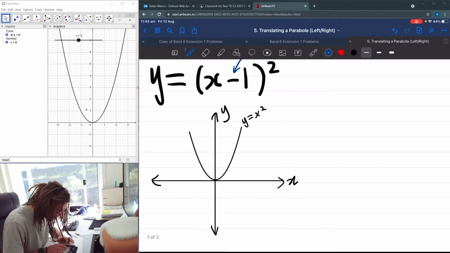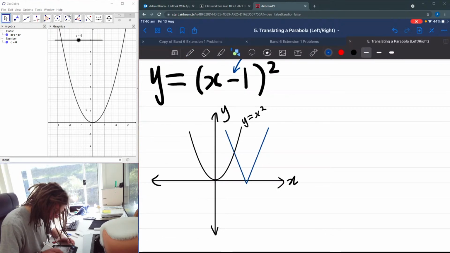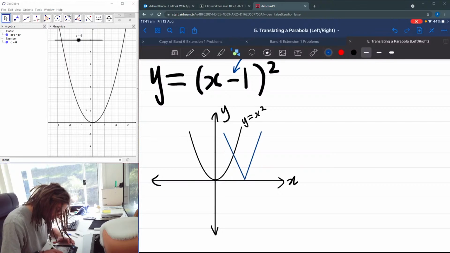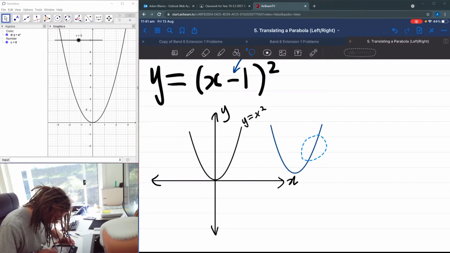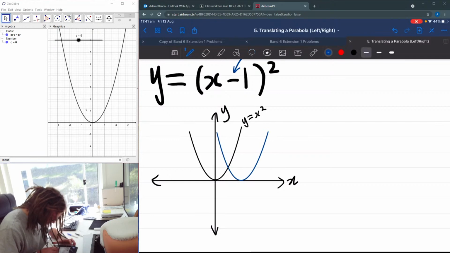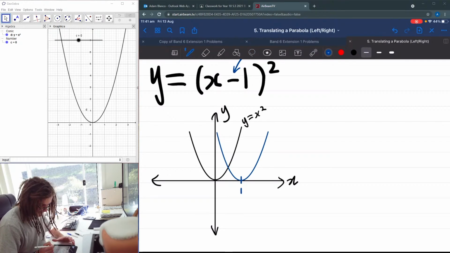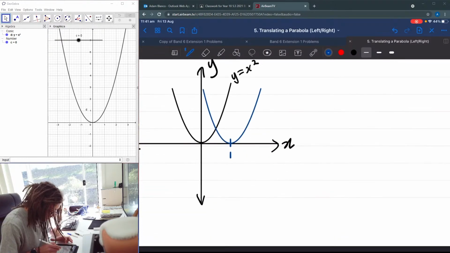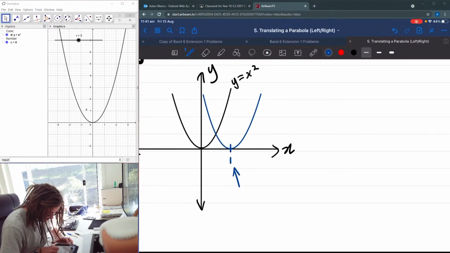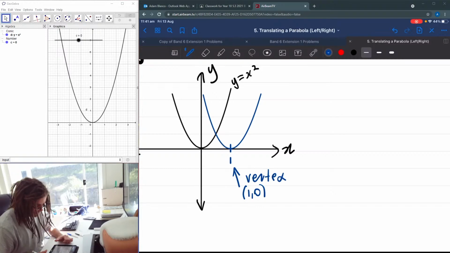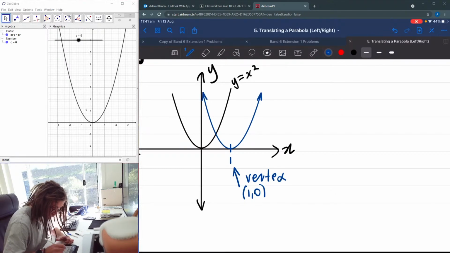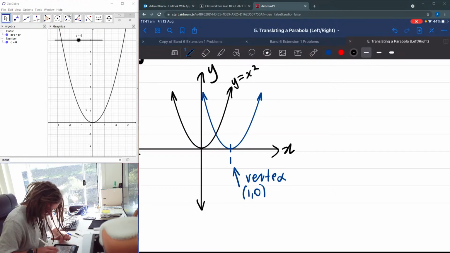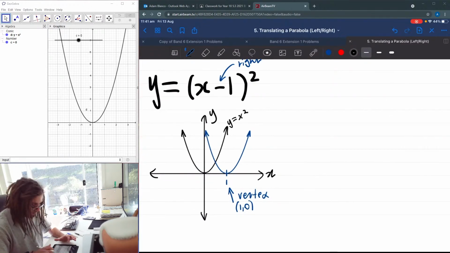So my new graph is going to look like this, where this point here is x equals 1. And that's literally all I really need to draw. I could call that point a couple of things. I could call it (1, 0). It's also the vertex. That's your most simple example.